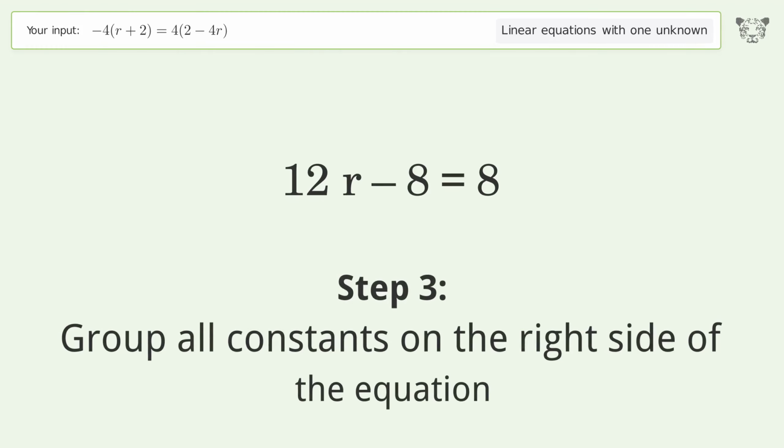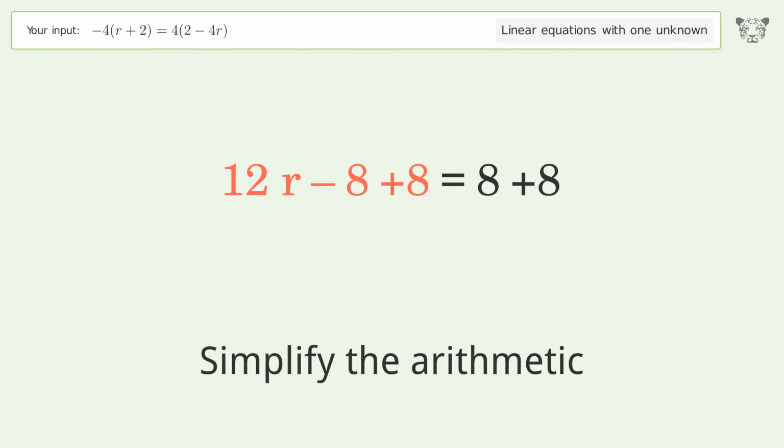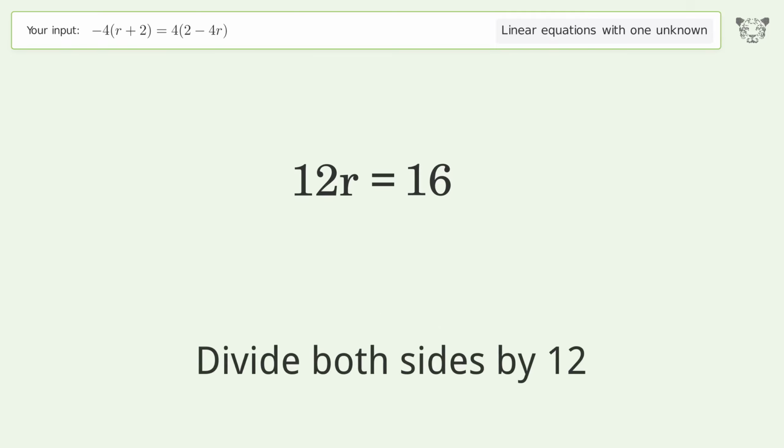Group all constants on the right side of the equation. Add 8 to both sides. Simplify the arithmetic. Isolate the r. Divide both sides by 12.